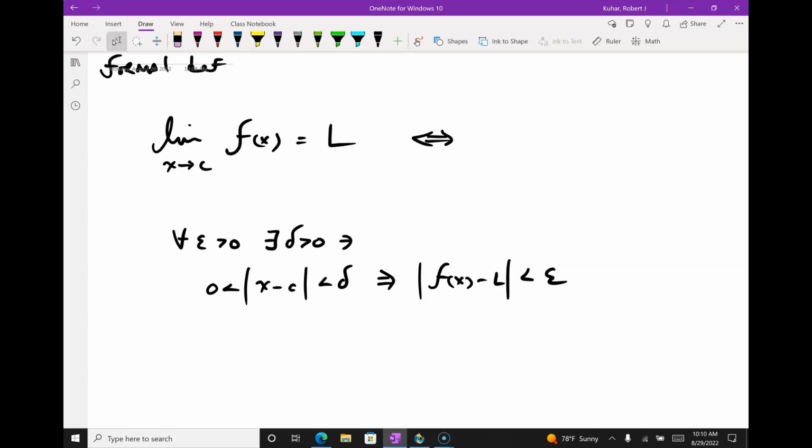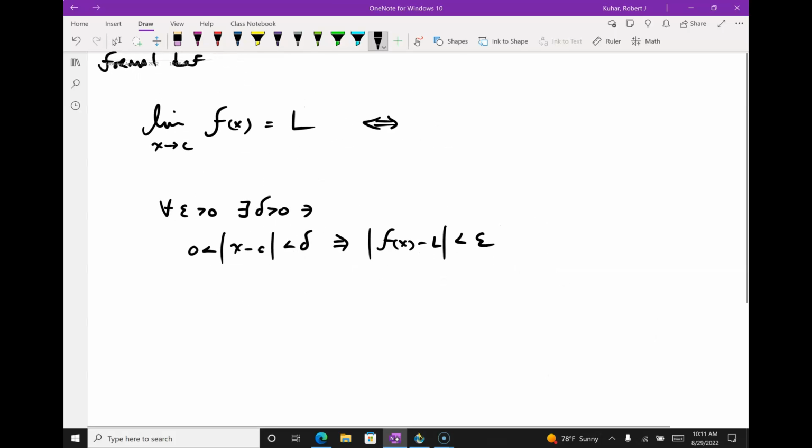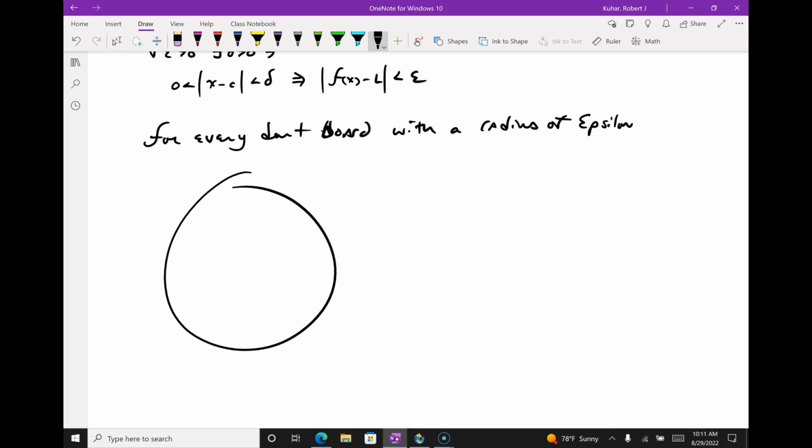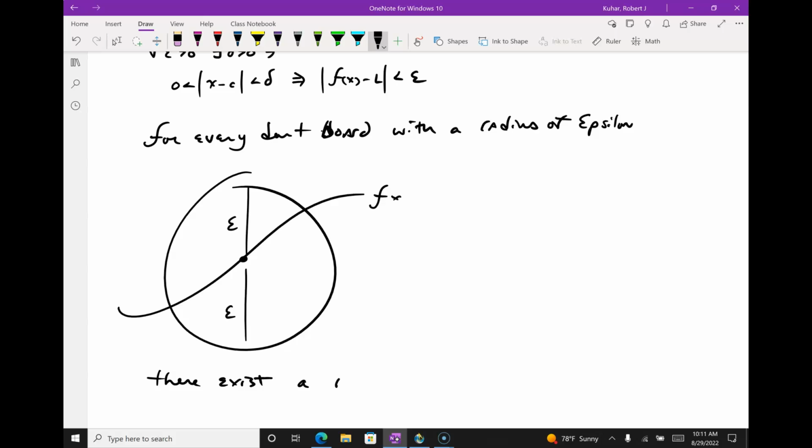Here's my version of it. For every dartboard with a radius of epsilon, radius of epsilon, you with me? There exists a radius of delta.